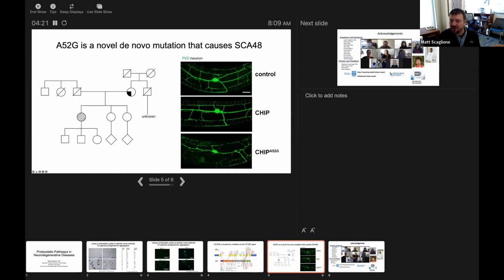So in green here is a neuron expressing GFP. This is just in a wild type worm. You can see that it has a healthy cell body, and there's these nice projections that form this segmented pattern in the body wall of the animal.